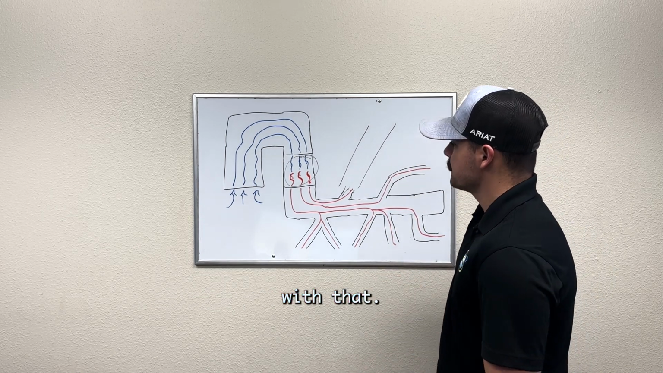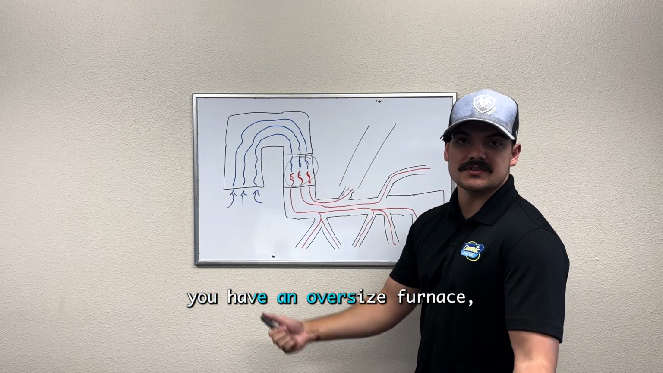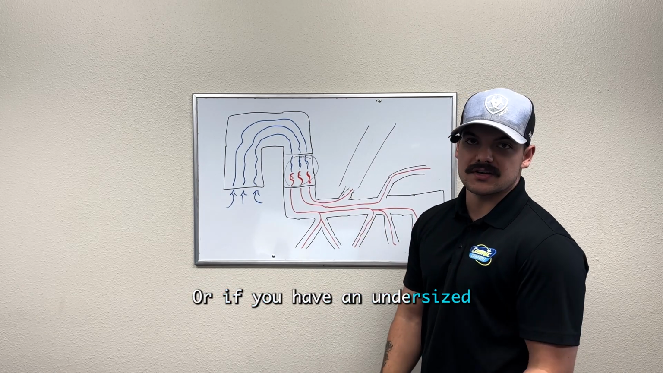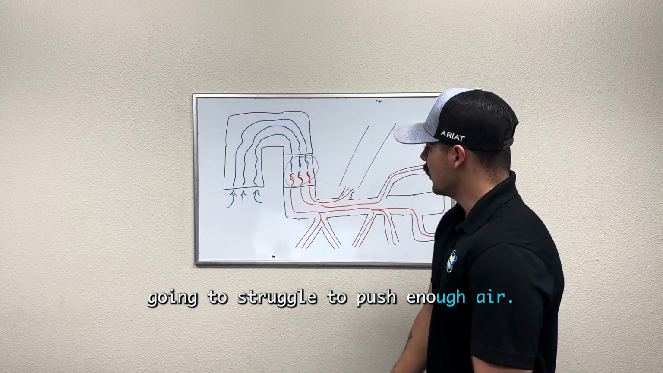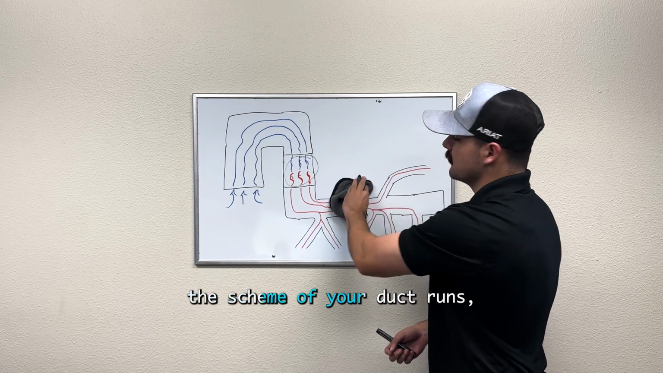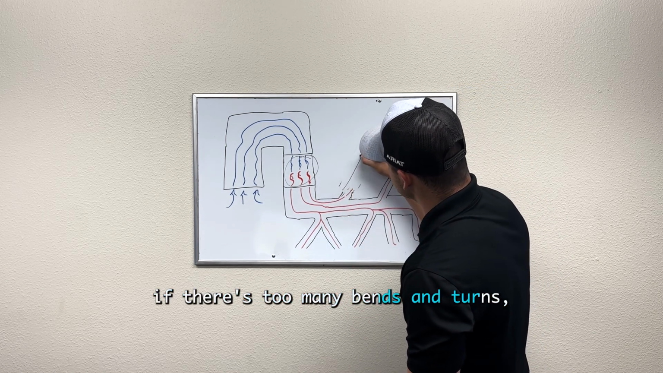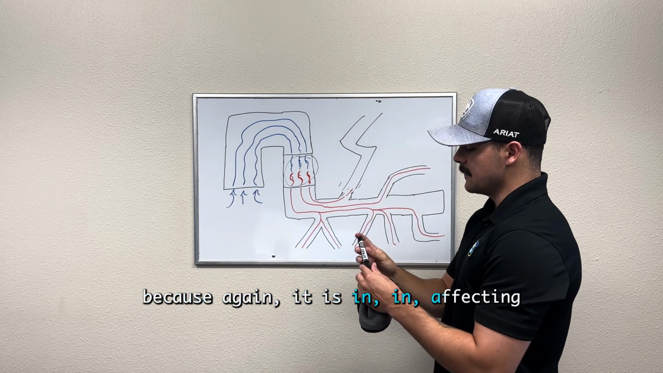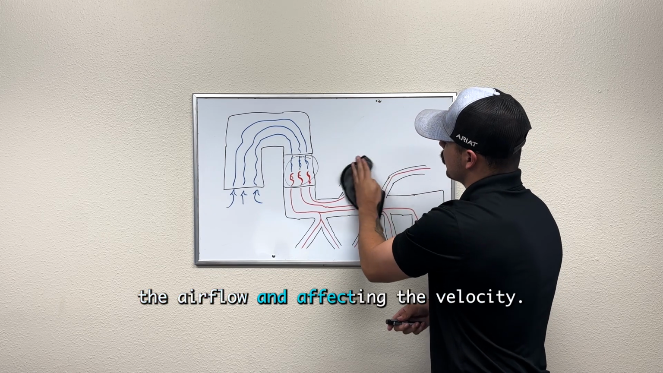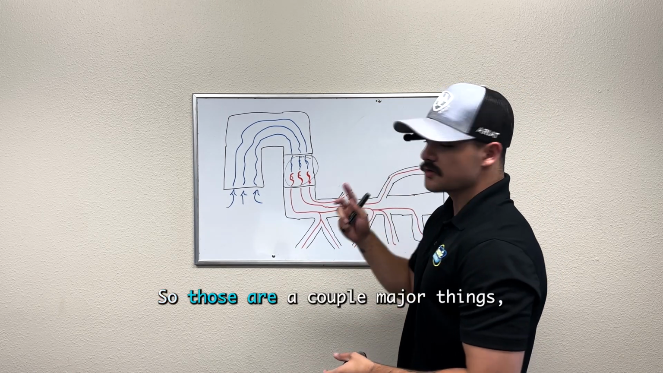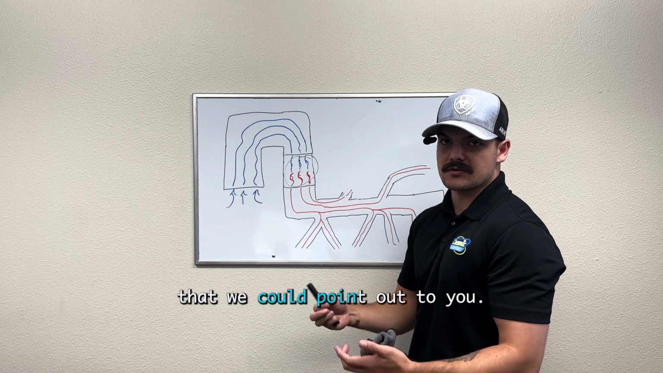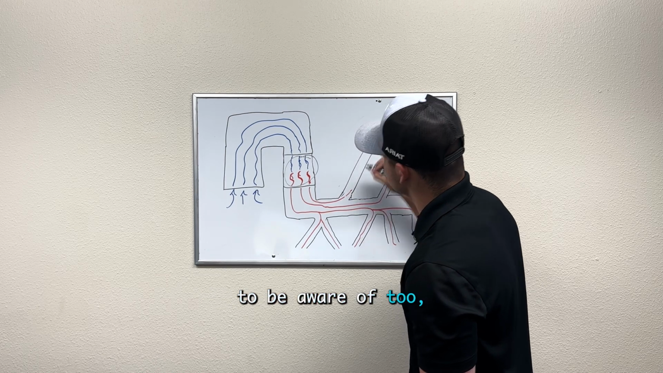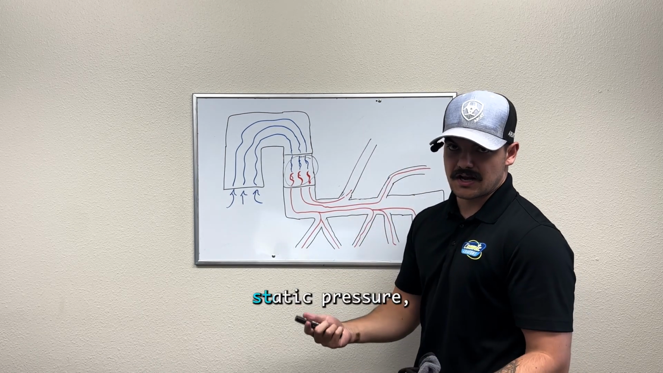Same thing for if you, for example, have an oversized furnace, it's going to be pushing too much air for the duct runs that you have, or if you have an undersized furnace, it's going to struggle to push enough air. Even something like the scheme of your duct runs. If there's too many bends and turns, that's going to cause you significant issues as well, because again, it is affecting the airflow and affecting the velocity. So those are a couple major things that we can point out to you, but those are costly fixes. But there are small things to be aware of too when it comes to your static pressure.